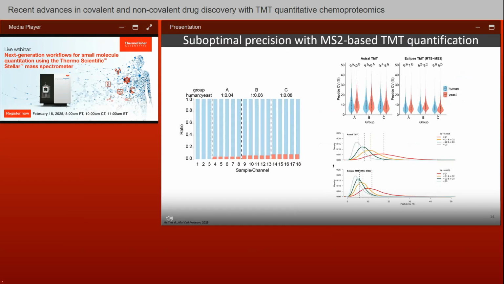And again, this is about precision. Precision is also lower comparing TMT on the Astral versus the RTS-based MS3 strategy on the Eclipse. It's about 10%, and across 5 replicates, it's about 6%. For the lower abundant ones, we can put them into 4 different quantiles, and the CV values are much higher than the RTS MS3-based approach. So suboptimal accuracy and precision make it challenging to screen with fewer replicates.